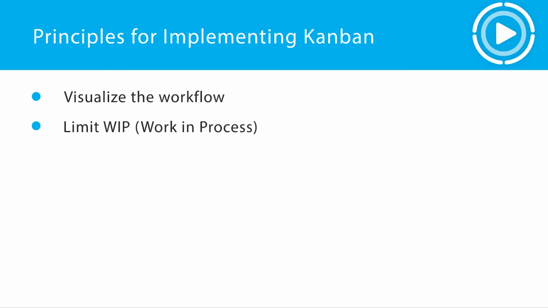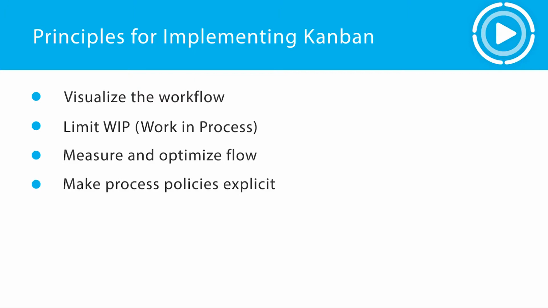Next, limit your work in process or WIP. In other words, limit how many things you're doing at once. Measure and optimize flow. You can only improve what you can measure. Next is make process policies explicit and ensure the whole team agrees to how the process works. Implement feedback loops. We need feedback from the team, from the customer, and usually with some type of regular cadence.